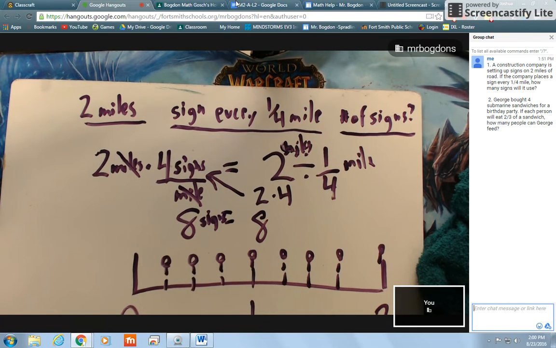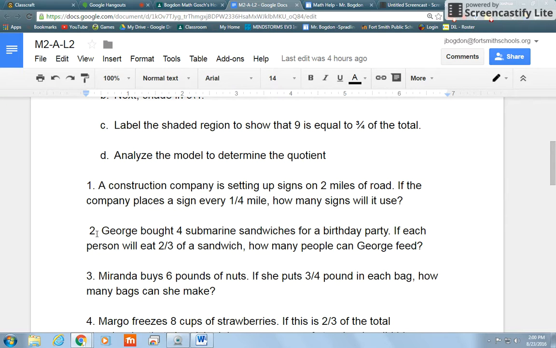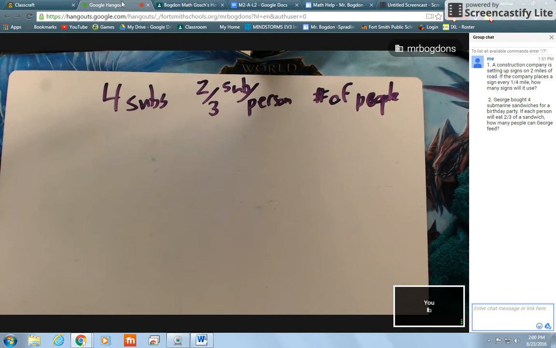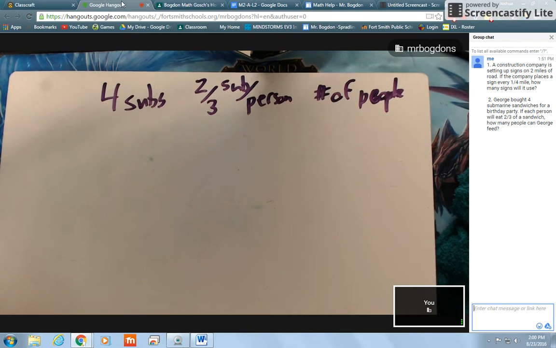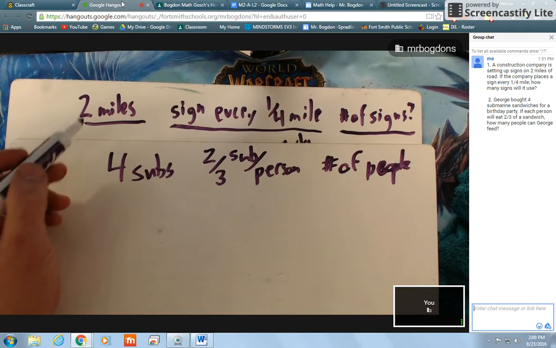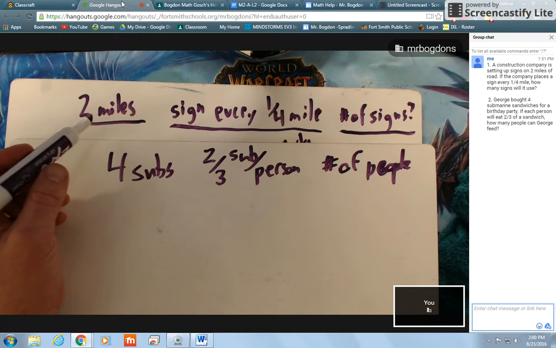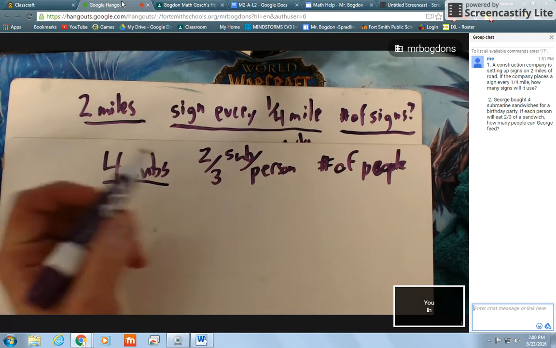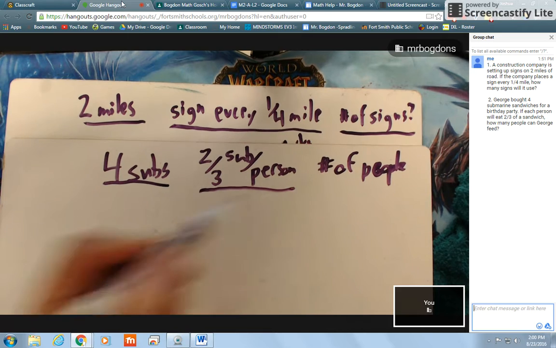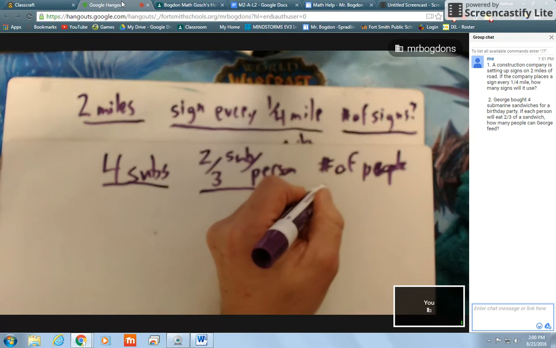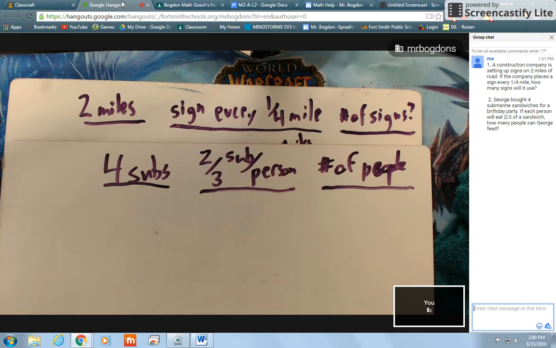Let's look at good old George. He bought 4 submarine sandwiches for a birthday party, and each person will eat 2/3 of a sandwich. How many people can George feed? Well, what did we do with the first go around? We looked at the number of what we're dividing. We looked at how many times we needed to split it up, the size group, and then we figured out how many 2/3 or 1/4 are inside that total amount.